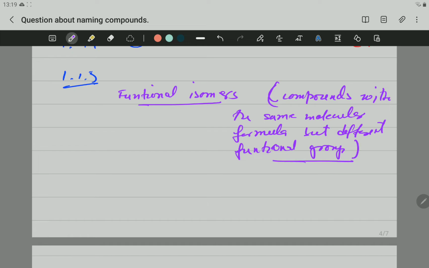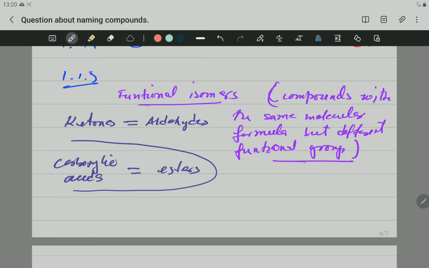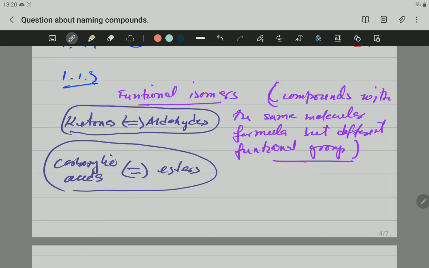Alright, so what are we looking for? There are 2 combinations. If you go back to the video, the combinations are ketones and aldehydes, and carboxylic acids and esters. Now, what does it mean? It doesn't mean that they are equal. This is not the equal sign. This means that they are functional isomers of one another. So if you're looking for a functional isomer of a ketone, you must get an aldehyde. If you're looking for a functional isomer of an ester, you must look for a carboxylic acid. So that is what that symbol at the bottom means. So we're looking for either of those combinations.